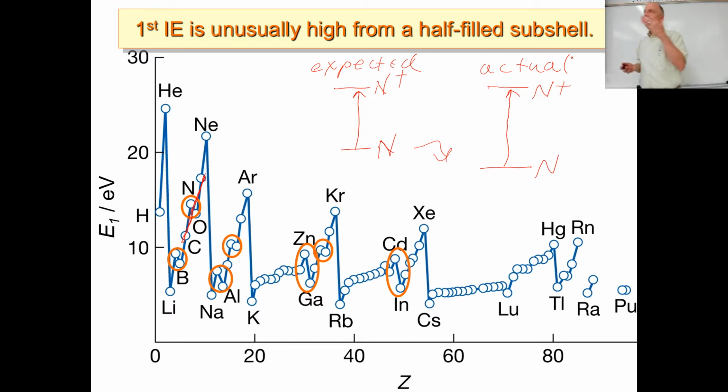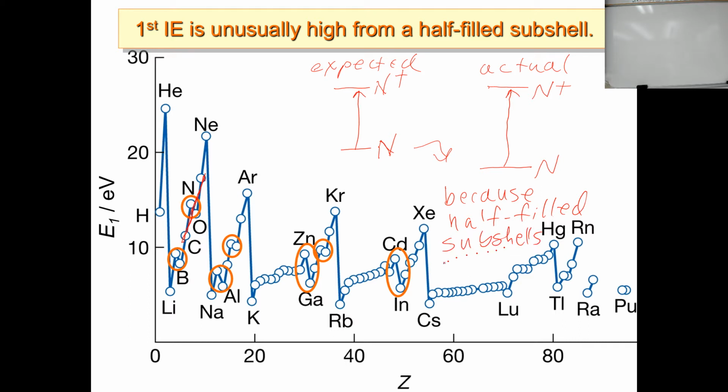So it's unusually high for nitrogen. And we could say this dropped down, or the neutral was stabilized because half-filled subshells are stable.